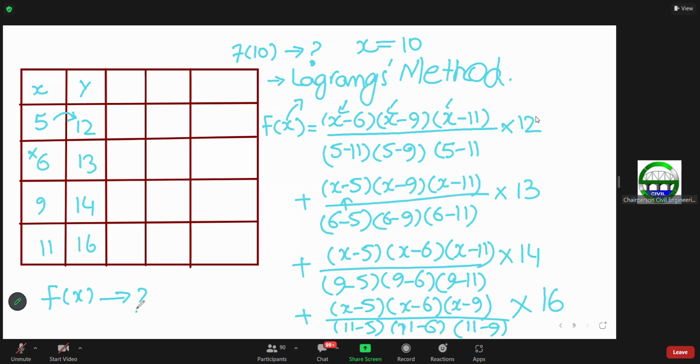Is it clear to everyone? This is a very easy method, the Lagrange method. It is a very easy method.